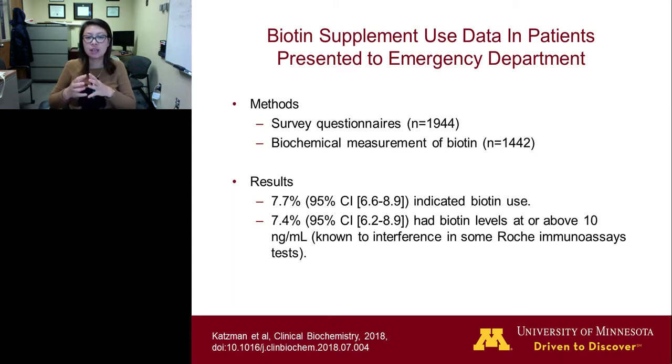So in this study, they evaluated this question in two different ways, by using survey questionnaires as well as biochemical measurements of biotin concentration present in samples. Both methods demonstrated that about 7% of people indicated through the survey their use of biotin, and about 7.4% of the samples had a biotin level at or above 10 nanograms per mL, which is known to interfere with some of the Roche immunoassays.